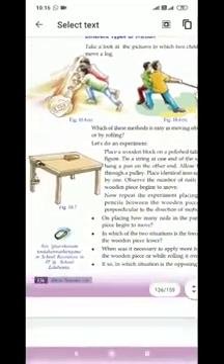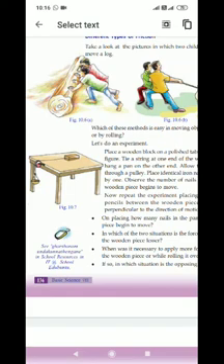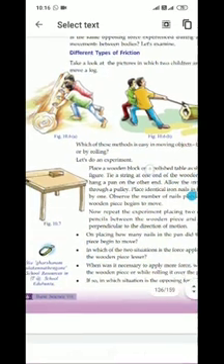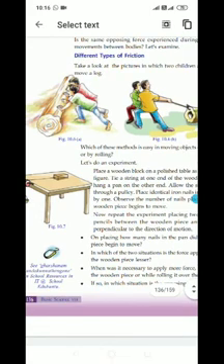And here, in the third picture, you can see a heavy box is tied and the rope is passed over a pulley, and at the other end some weight is applied. So these three activities show friction in different situations.